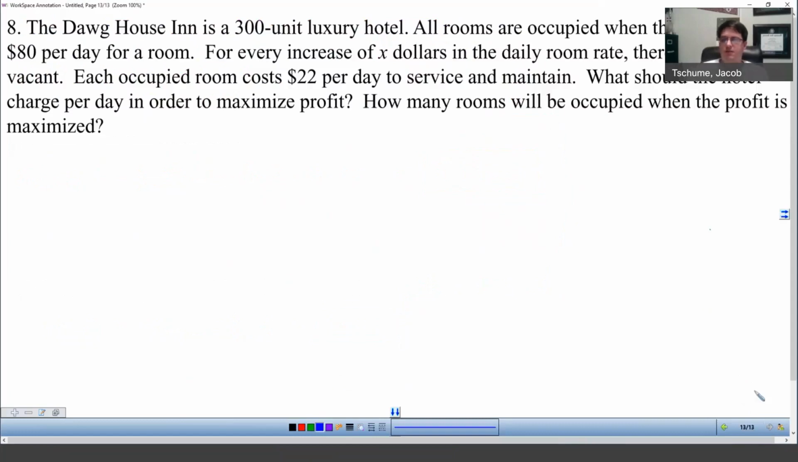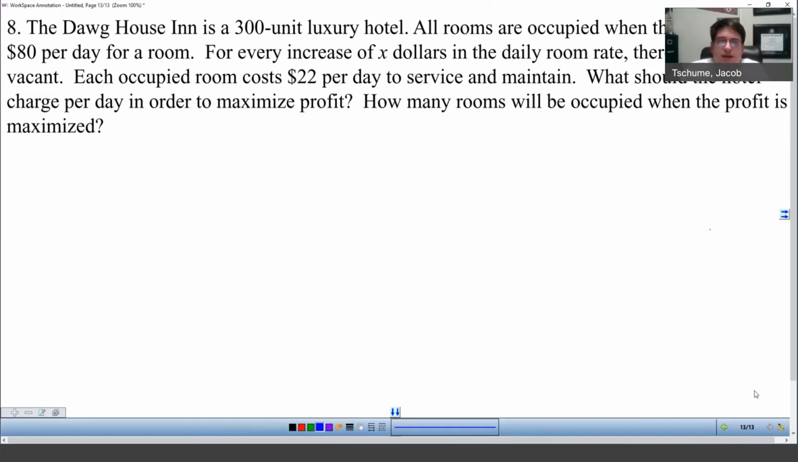All right, and then last but not least, one more word problem to end this video. This one's got a lot of moving parts, so we kind of save it for the end so we can talk through it together. Let me read the whole problem, and I'll show you how we work this. It says the Doghouse Inn is a 300-unit luxury hotel. All rooms are occupied when the hotel charges $80 for a room. For every increase of x dollars in the daily room rate, there are x rooms vacant.